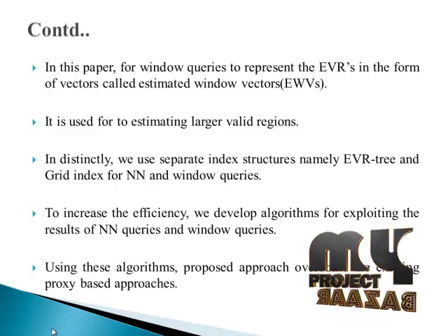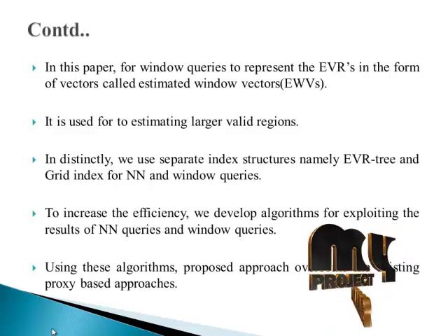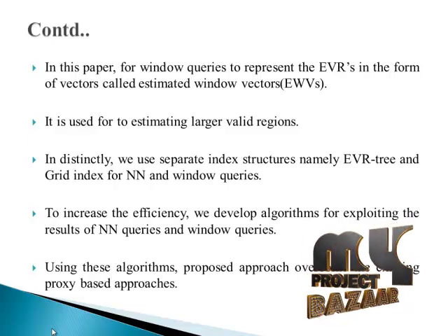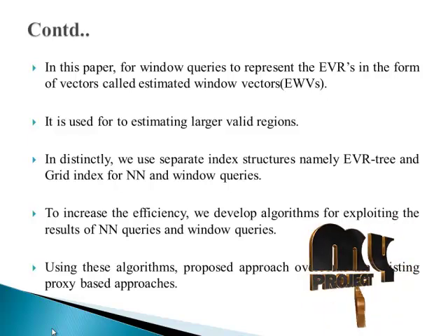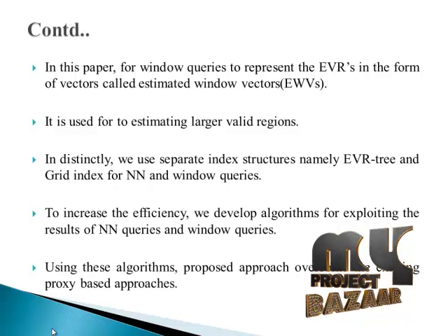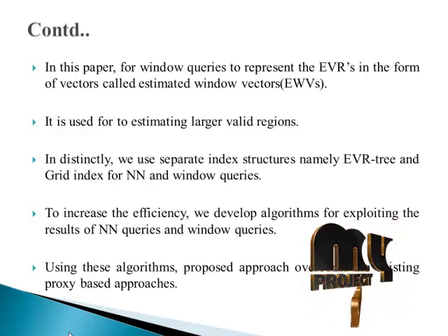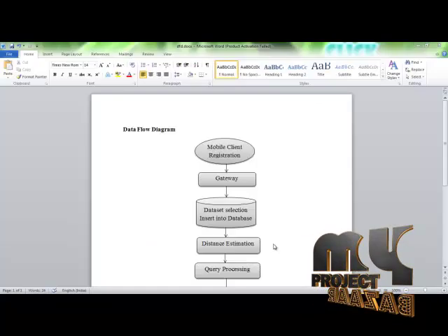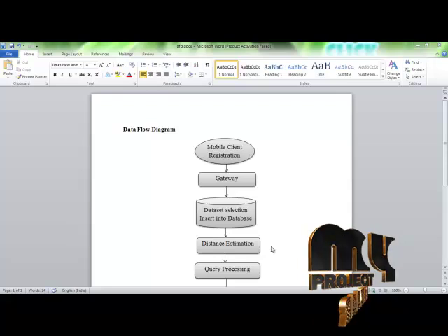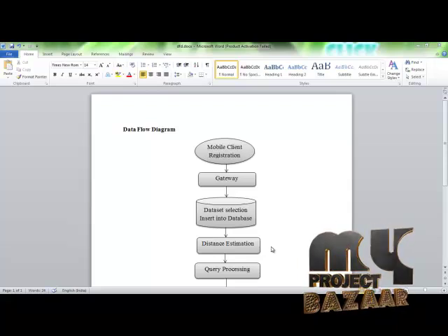Additionally, we use separate index structures, namely the EVO tree and grid index, for NN and window queries. To increase the efficiency, we developed algorithms for exploiting the results of NN queries and window queries. Using these algorithms, the proposed approach outperforms the existing proxy-based approaches. Next, let me discuss the data flow diagram of this project.